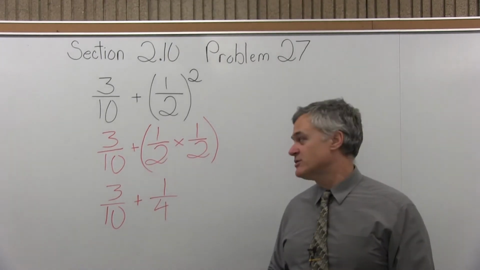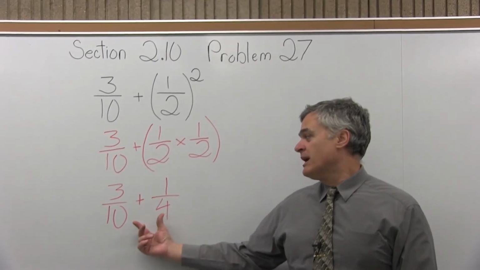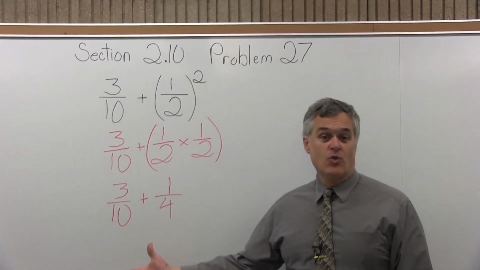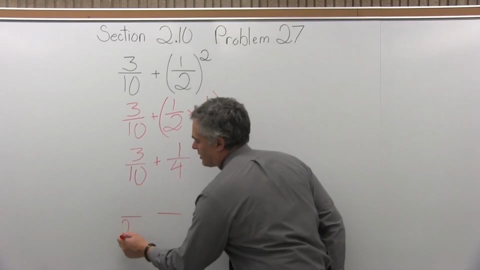So when I add fractions or subtract them, I need to have a common denominator. So 10 and 4 have a common denominator. A good one would be 20. So I'll make them both something over 20.